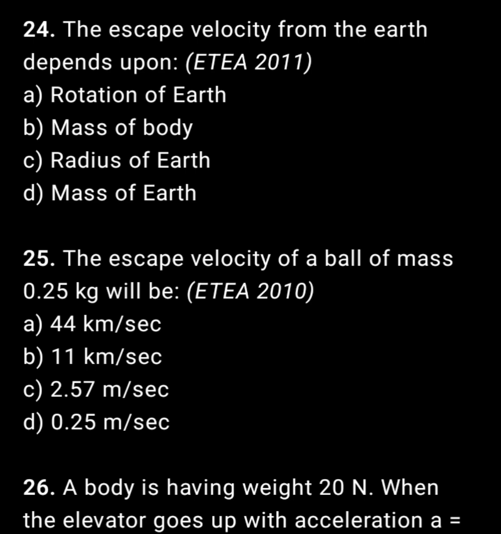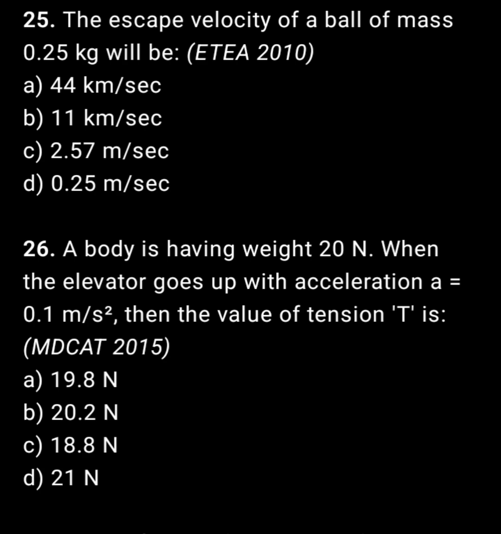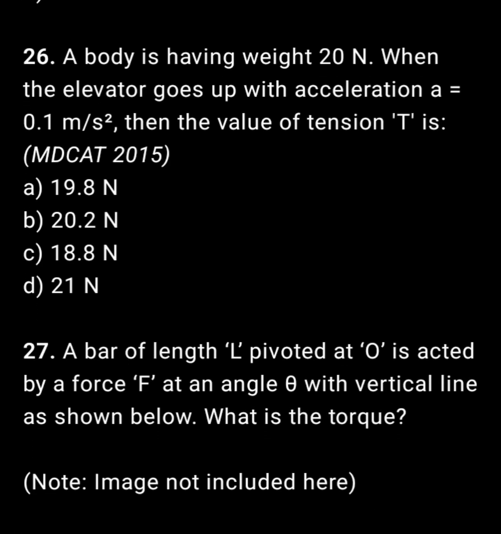24. The escape velocity from the Earth depends upon? ETEA 2011. A. Rotation of Earth. B. Mass of body. C. Radius of Earth. D. Mass of Earth. 25. The escape velocity of a ball of mass 0.25 kilograms will be? ETEA 2010. A. 44 kilometers per second. B. 11 kilometers per second. C. 2.57 meters per second. D. 0.25 meters per second.